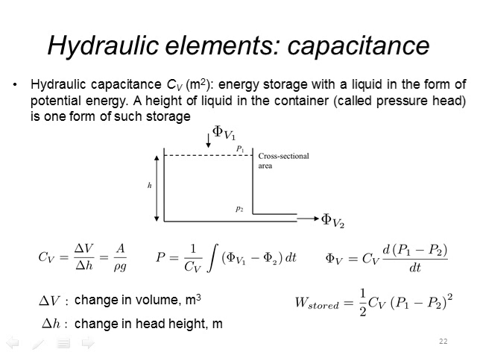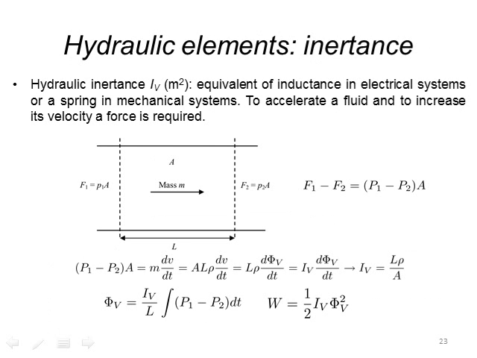So delta V in this case is the change in volume, in meters cubed, and delta H is the head height. And head height is just the height of the volume of fluid, H. And for energy storage, we can use the same type of relationships. For an electrical system, we had 1/2 C V squared. For a hydraulic system, it's 1/2 C_V times the pressure difference in the system between P1 and P2, squared.